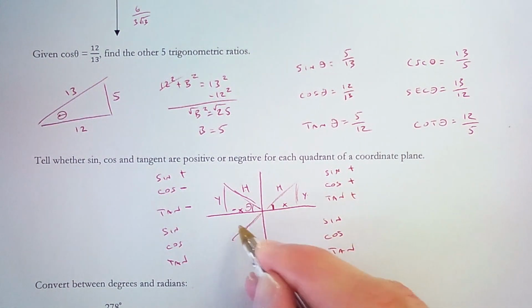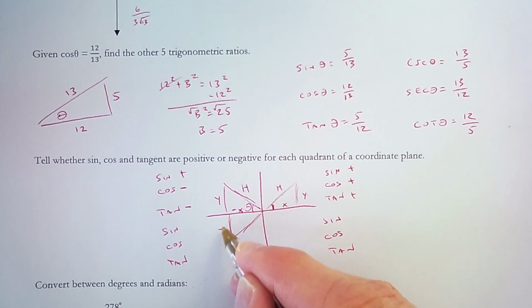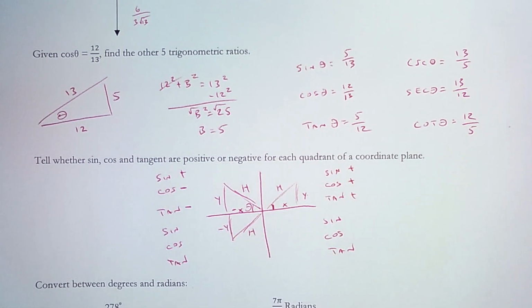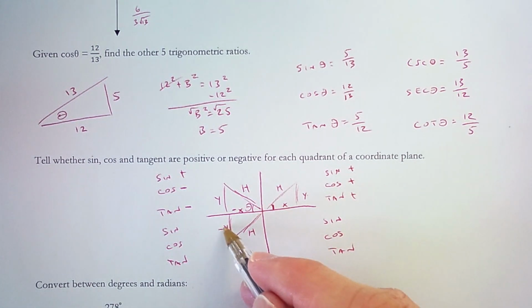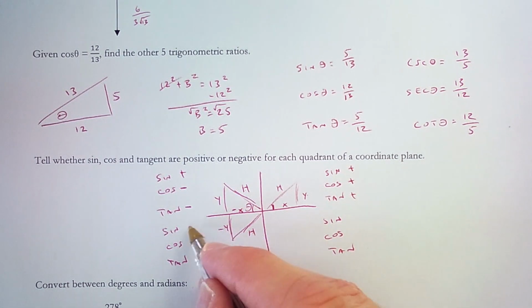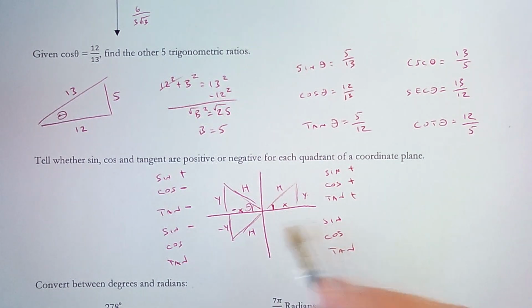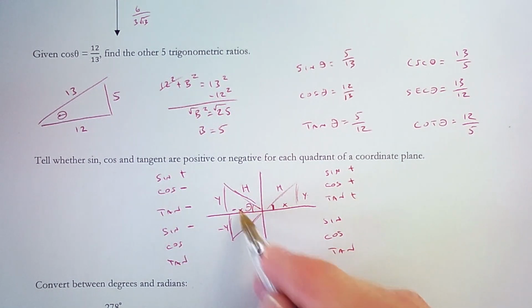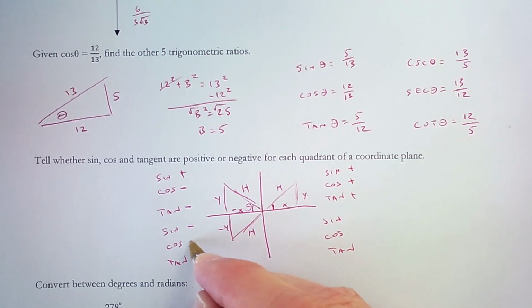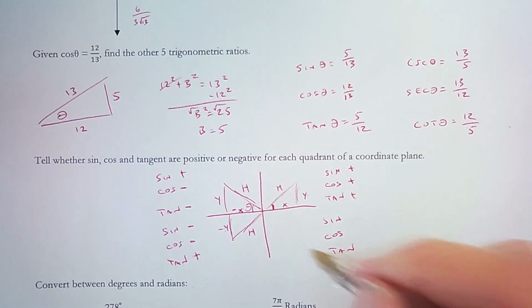Then in quadrant 3, I've got a negative x and a negative y, but still a positive hypotenuse. Opposite over hypotenuse is negative over positive. Adjacent over hypotenuse is negative over positive. And for tangent, opposite over adjacent is negative over negative, which is positive.